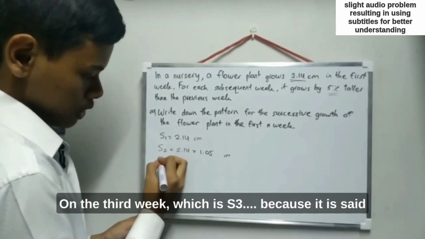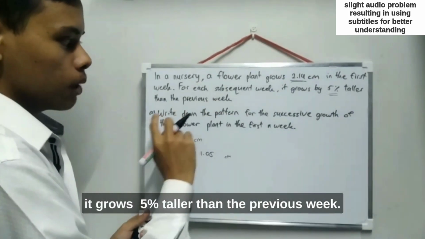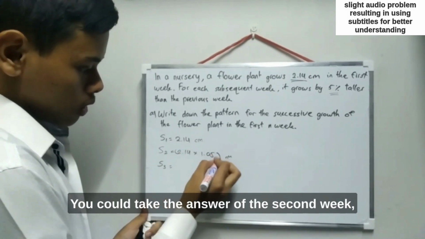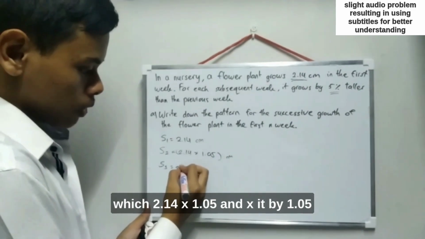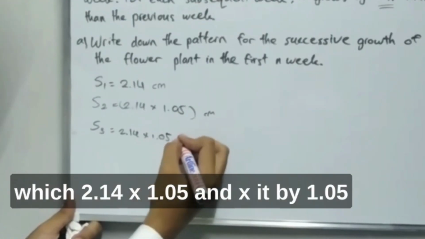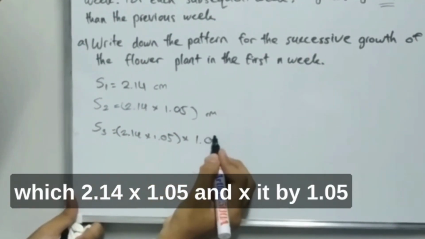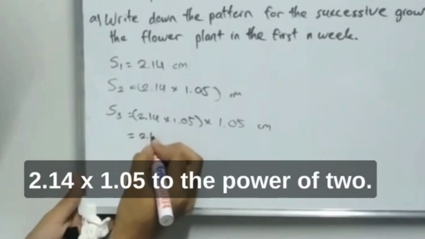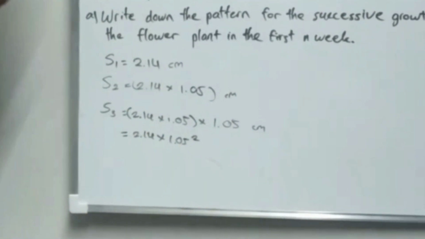On the third week, which is S3, because it said that it equals 5% taller than the previous week, we could take the answer of the second week, which is 2.14 times 1.05, and times it by 1.05, and to simplify it, which is 2.14 times 1.05 to the power of 2.